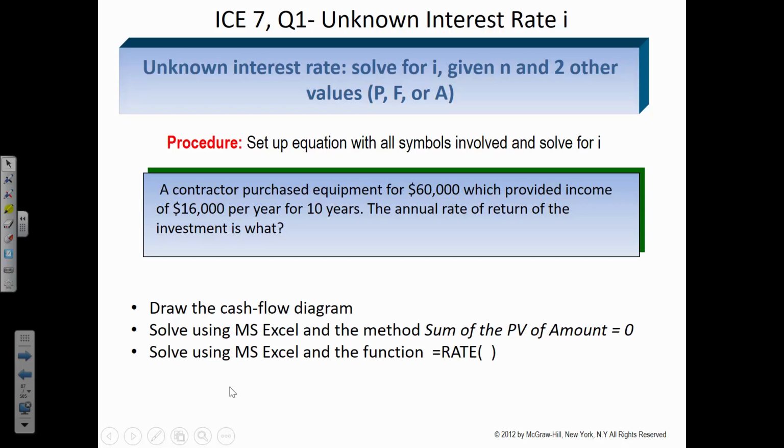They invested in the equipment, so they want to find out, well, what was the equivalent interest rate that I earned by doing that? Okay, so follow the bullet points. First of all, draw the cash flow diagram for this, and then I'm going to start up Excel on my computer, and I'm going to demonstrate how we can solve for the interest rate.